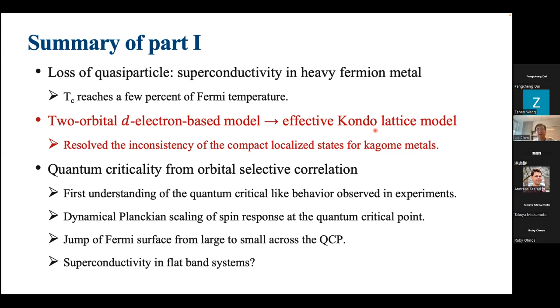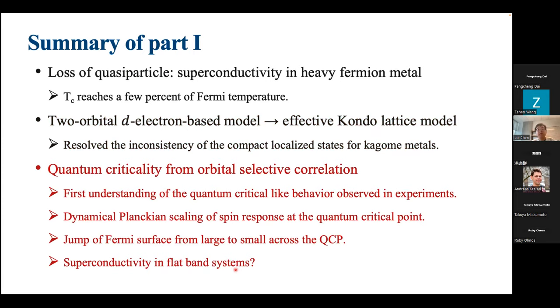And we also discussed what kind of consequences we would expect from these descriptions. We discussed the quantum criticality driven by these orbital selective correlations, and what kind of physical consequences it is going to lead to. And also our study sets the stage to understand the superconductivity phase in these flat band systems.